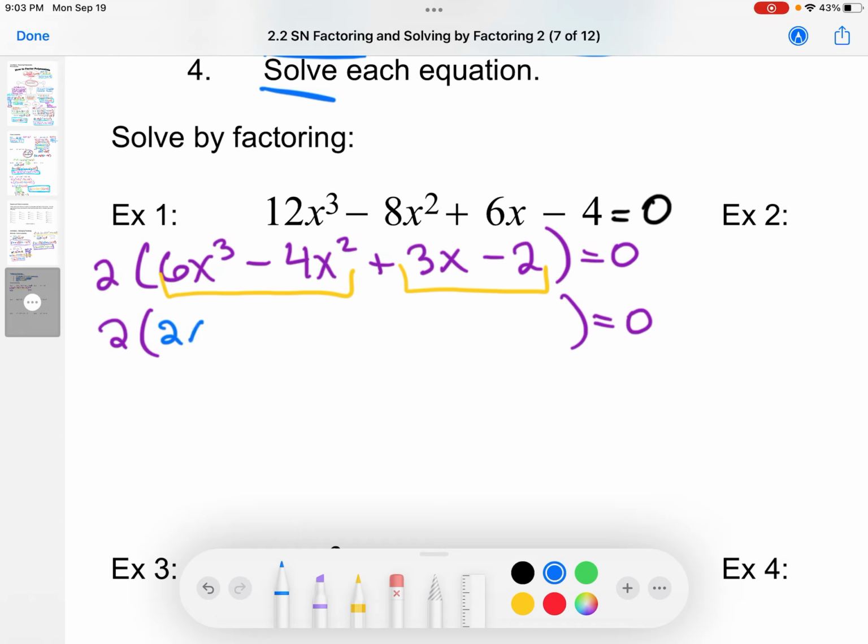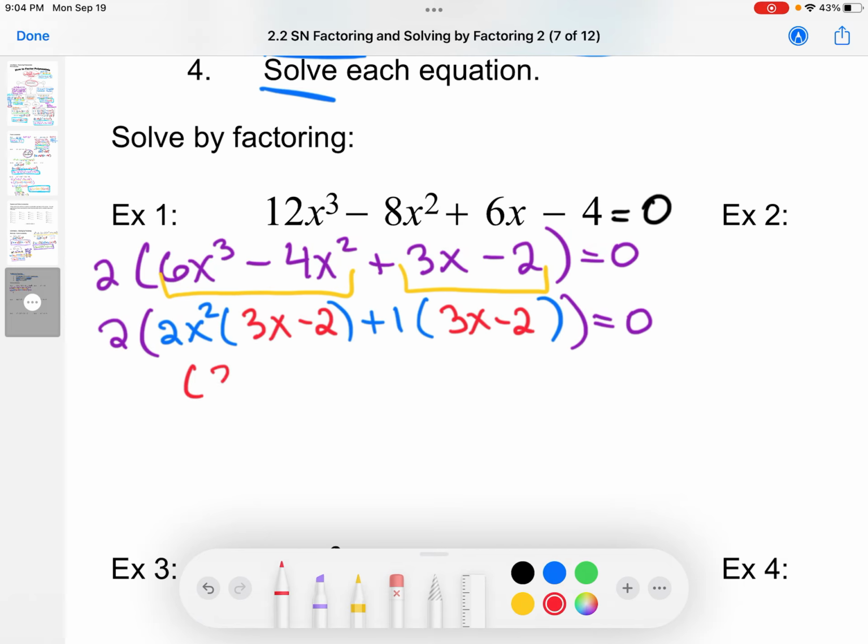So that first group has a greatest common factor of 2x squared. When we factor that out, we get a 3x minus 2. Then this second group, bring down the plus. 3x minus 2 doesn't look like it has a greatest common factor. So we use 1. And then this stays 3x minus 2. And you're thinking, why did we need that 1?